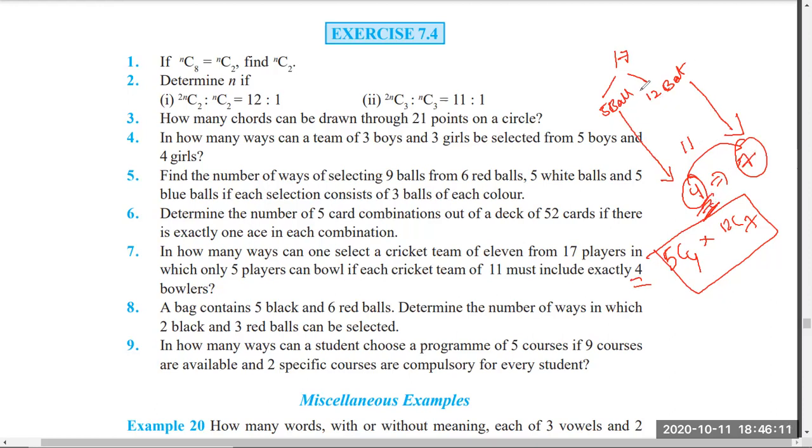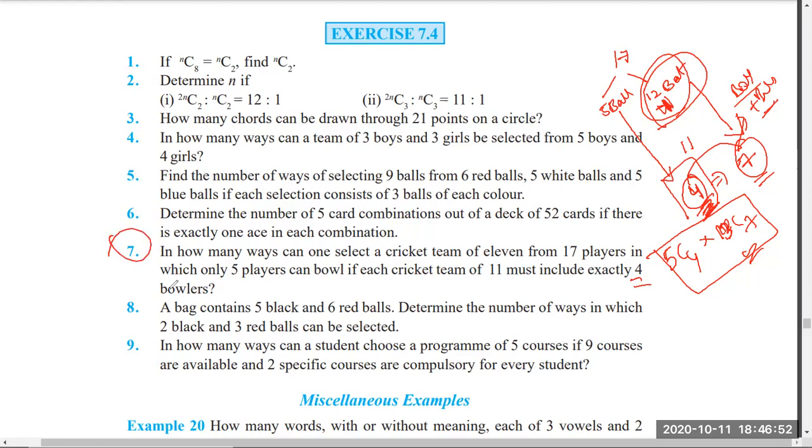If you include 4 bowlers here, then 12 plus 1, 13 people are left to be selected. So the second one is 13C7. They didn't say the remaining 7 players can't be bowlers. It can be batsmen or bowlers, but the first 4 places are only bowlers. The last 7 can be both. Once you select 4 out of 5, there is one bowler left that would be added to this. Out of 13, 12 batsmen and one bowler. So 13C7. Like that you have to do.